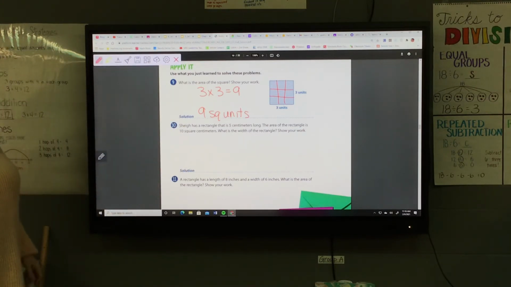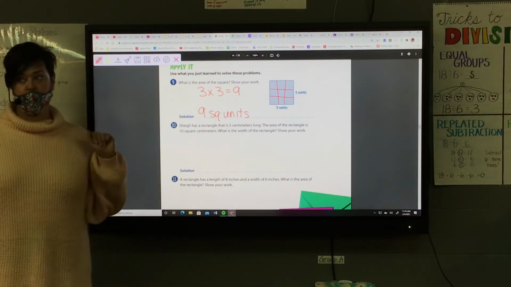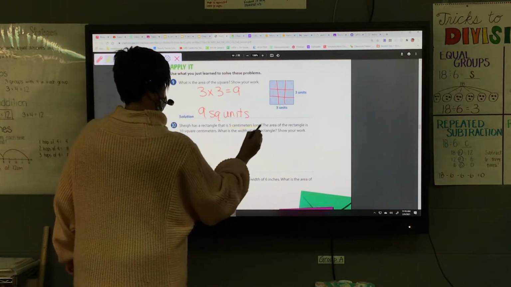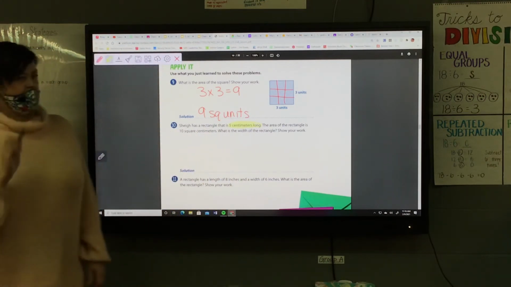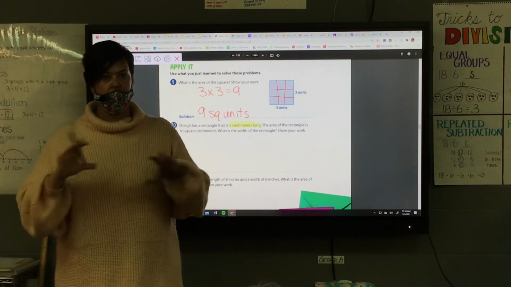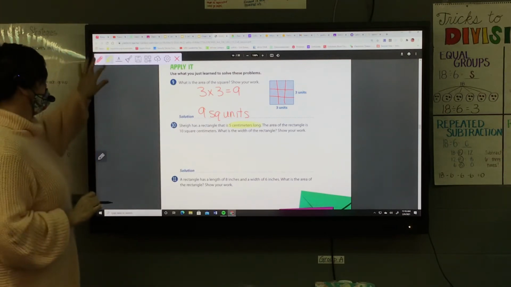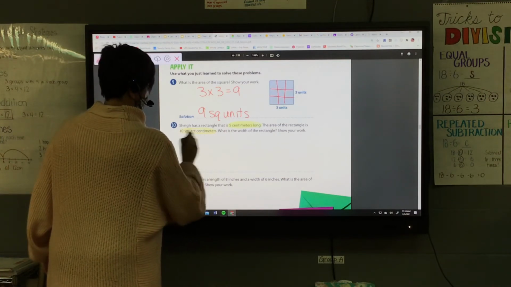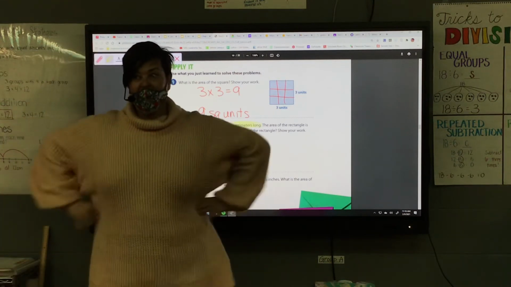Shay has a rectangle that is 5 centimeters long. Think that's important to know? Yes. Okay, so I'm going to highlight that. It's 5 centimeters long. The area, the whole area of it is 10 centimeters. I have to find out what the width is.